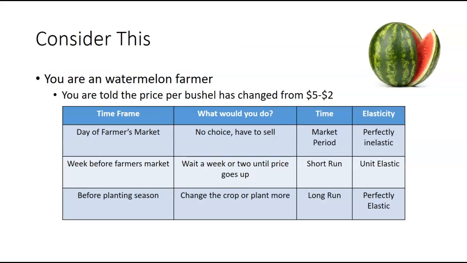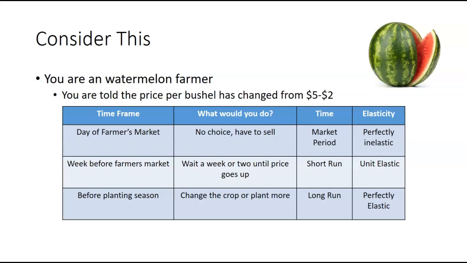So I'm going to take the example of a farmer's market. You are a watermelon seller and you're told the price is going to go from $5 per watermelon down to $2 per watermelon. What do you do? Well, it depends. If you're told the day of the farmer's market, you're unloading your truck or van, whatever you have, and you're told, hey, it's $2 today because all your sellers are selling at $2. If you charge $5, nobody's going to buy from you.